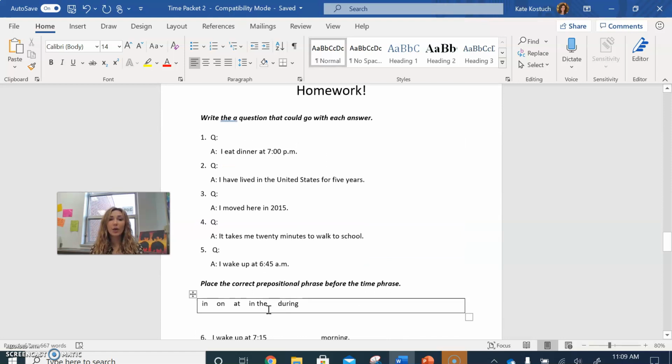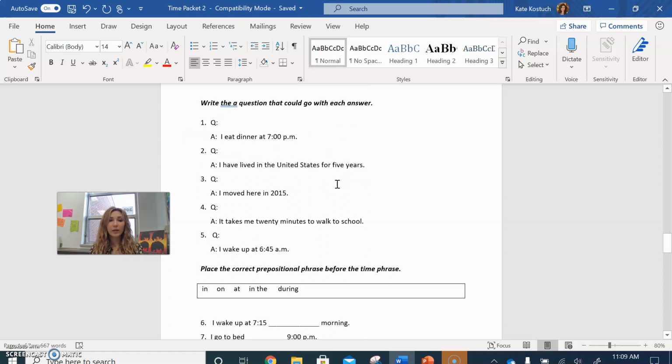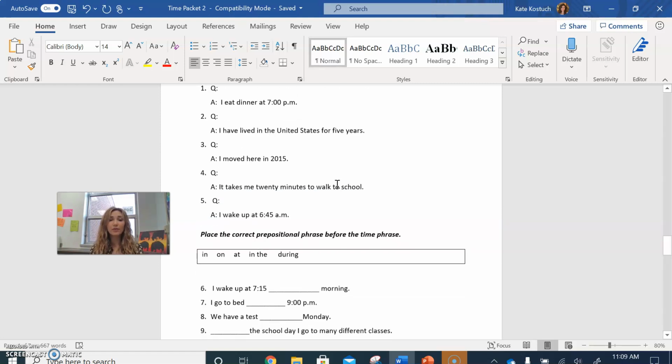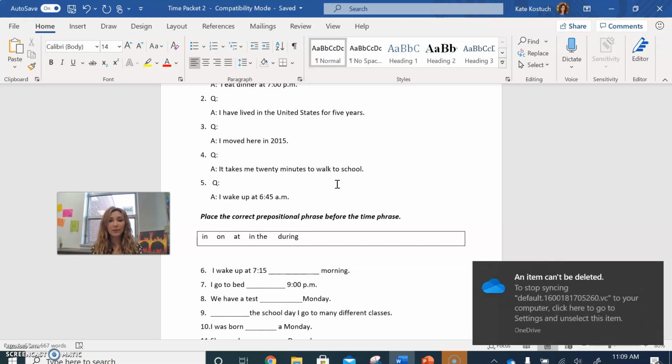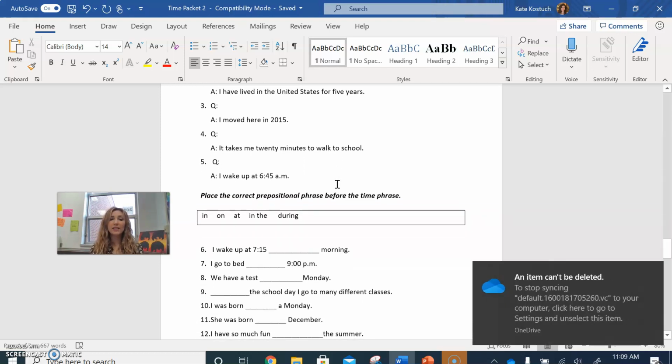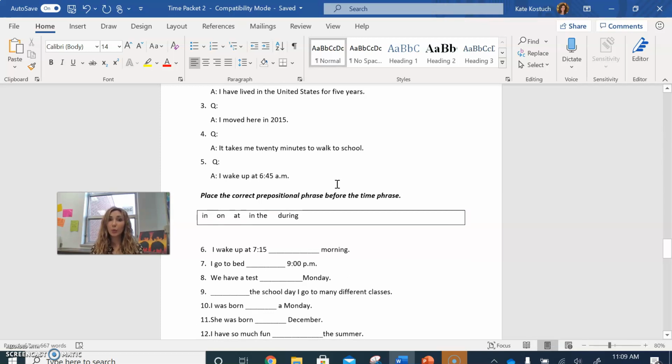Okay, here is the homework. Write a question that could go with each answer. So, question one, and the answer is I eat dinner at 7 p.m. Question number 2, you have to write, and then it says I've lived in the United States for 5 years. 3, I moved here in 2015. What question could go with that? It takes me 20 minutes to walk to school. What question could go with that? I wake up at 6:45 a.m. What question could go with that answer?